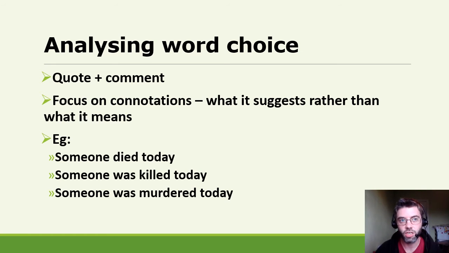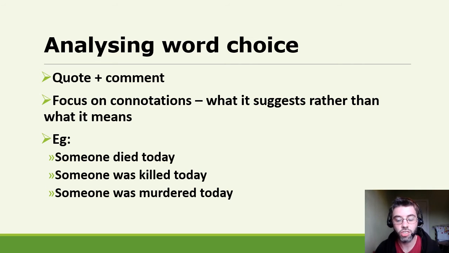But to give you something to think about for how word choice functions, think about this example that's on the screen just now. If you say someone either died, was killed, or was murdered, the concrete meaning, the physical meaning, is the same, which is that this person is no longer alive. But the implications of the word died are very different from the implications of the word killed, which are again different from the implications of the word murdered.